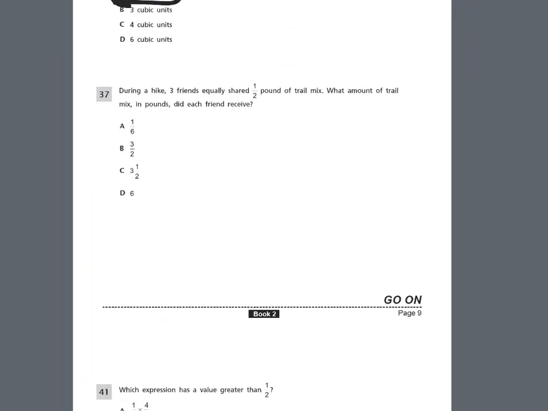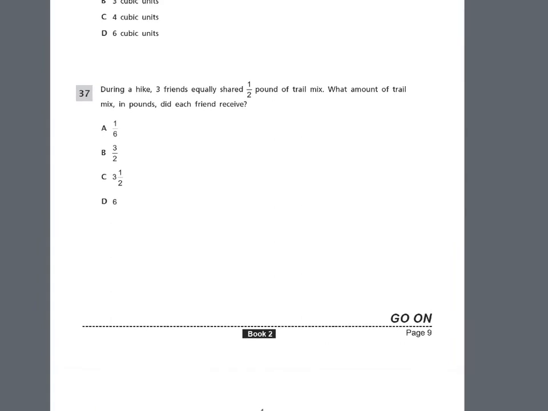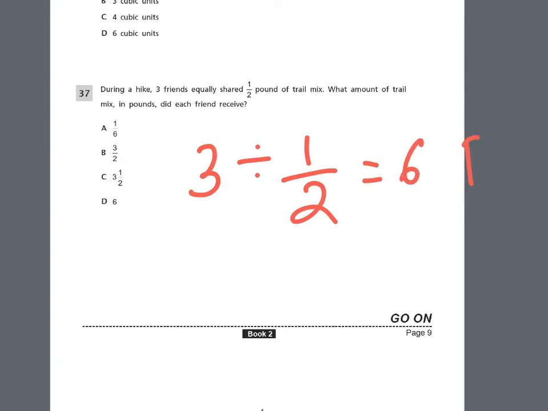37. During a hike, 3 friends equally shared 1/2 pound of trail mix. What is the amount of trail mix in pounds that each friend received? A lot of students will do this. They'll do 3 divided by 1/2, and they'll get 6, and they'll say the answer is letter D.